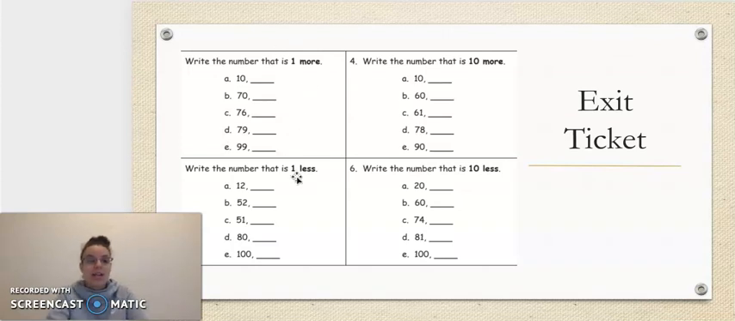On your paper, go ahead and write what number is 1 more than 10, 1 more than 70, 1 more than 76, 1 more than 79, 1 more than 99. Write what is 1 less than 12, 1 less than 52, 1 less than 51, 1 less than 80, and 1 less than 100. What is 10 more than 10, 10 more than 60, 10 more than 61, 10 more than 78, 10 more than 90. And what number is 10 less than 20, 10 less than 60, 10 less than 74, 10 less than 81, and 10 less than 100.